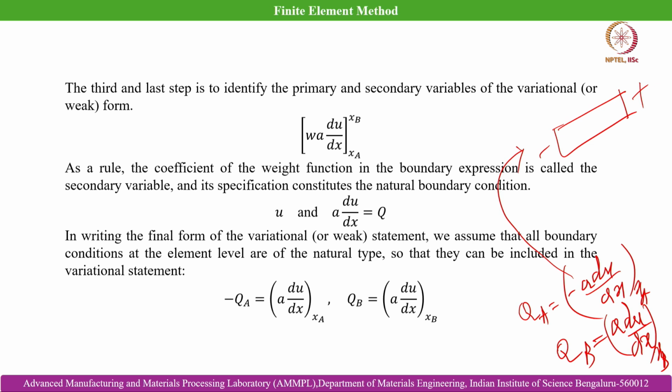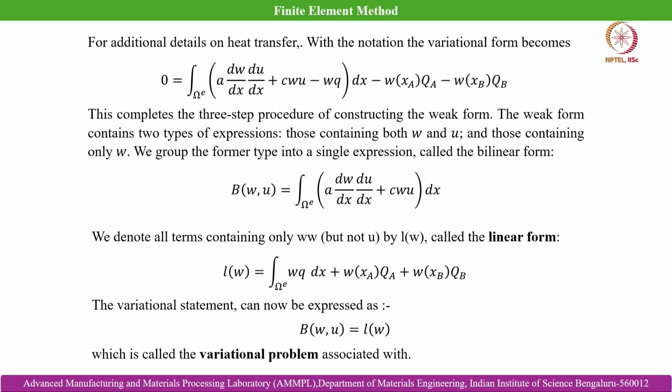We will go ahead with the formulation of the element matrices. For additional details on heat transfer, with the notation, the variational form becomes: 0 equals the integral over omega e of a dw/dx du/dx plus c w u minus w q dx, minus w(x_a) Q_a minus w(x_b) Q_b, as we discussed before. This completes the three-step procedure of constructing the weak form.